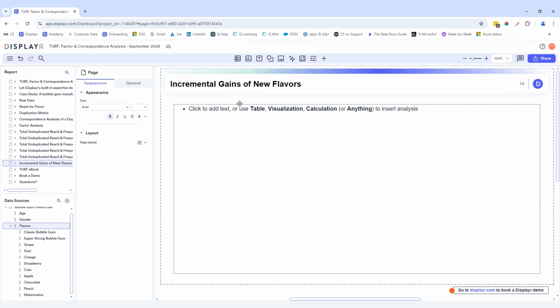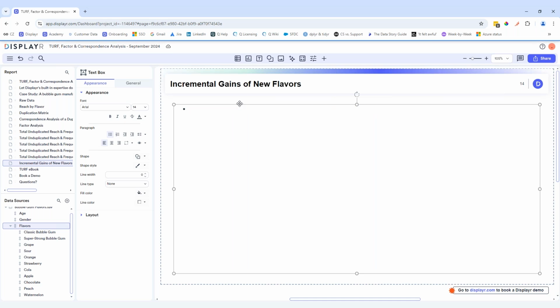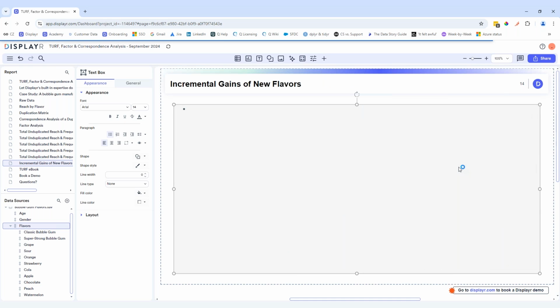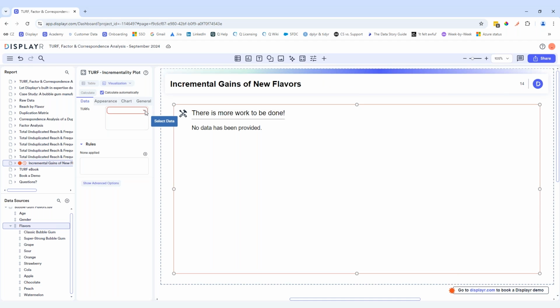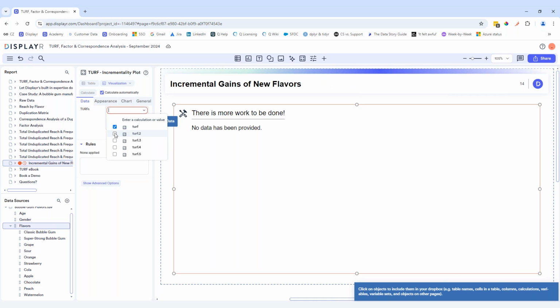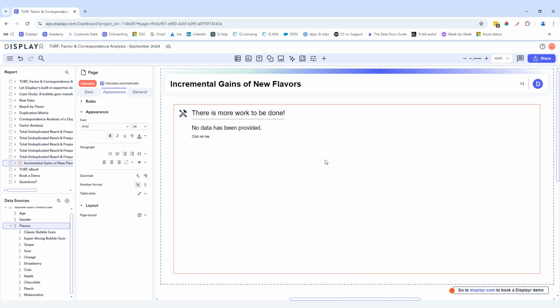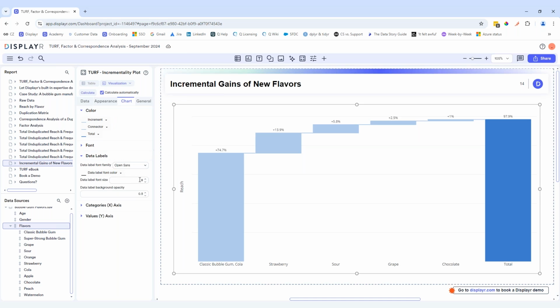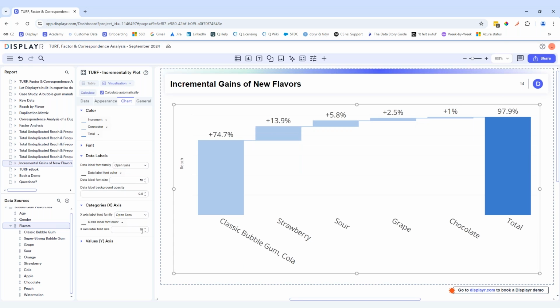Now, let's pull all these turfs together and visualize the results. And a great way to visualize the gains achieved by adding flavors is something called an incrementality or waterfall plot. And all you do is select the turfs you want to include. And I'm just going to make the data labels a little bigger so you guys can more easily read them. And I'll do the same for the x-axis. There we go.